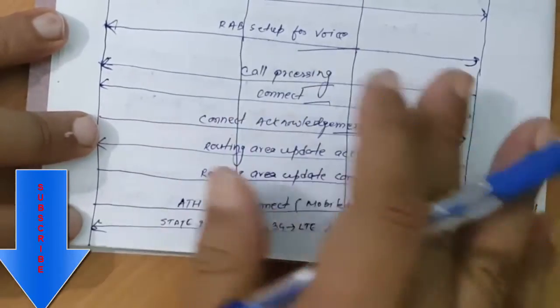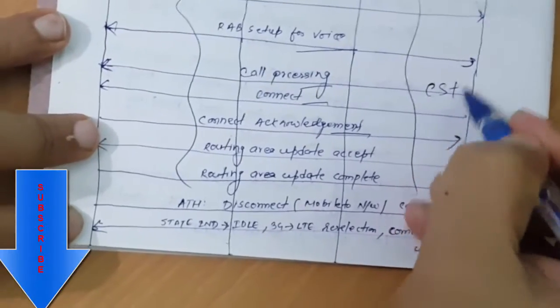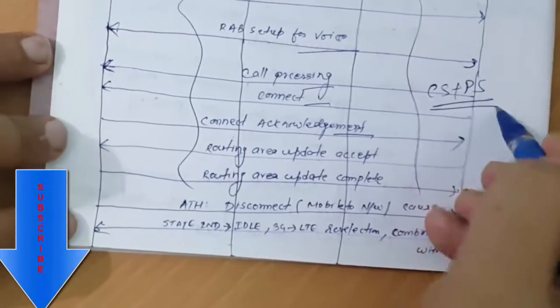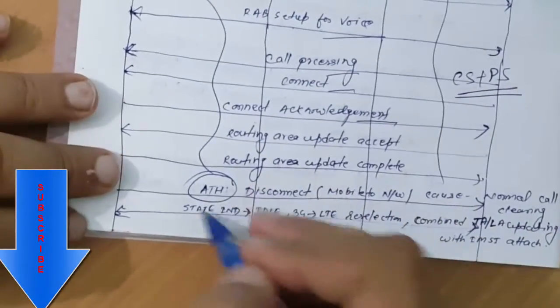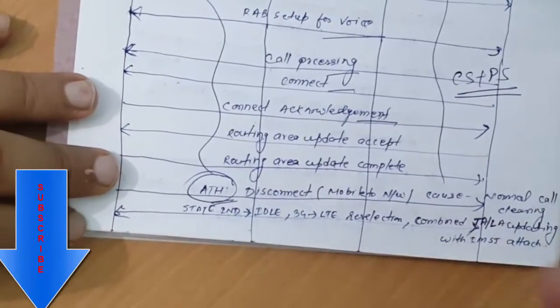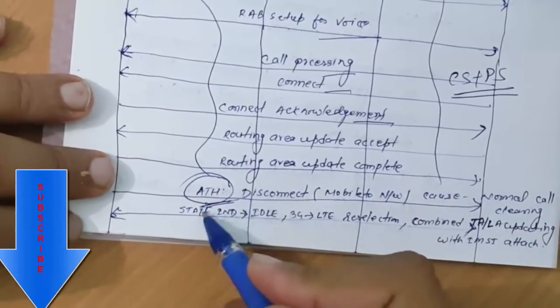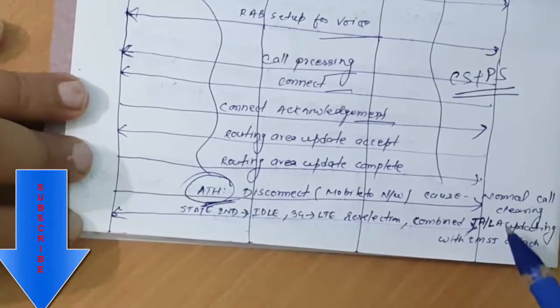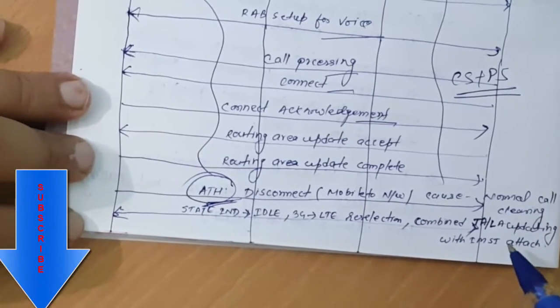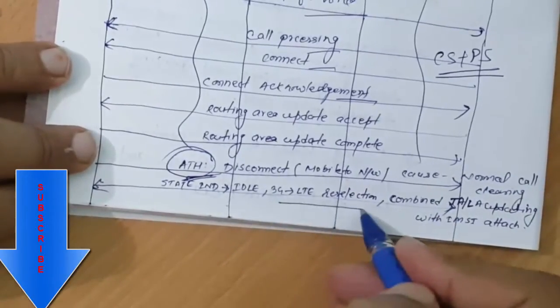After all these things, when the CS plus PS call is established in the 3G network, the ATH command is triggered. ATH is for disconnecting the originating voice call. When the ATH command is triggered, it disconnects the voice call and comes to idle mode for some time. It reads the SIB19 information, which contains the information about the LTE network, and after that it reselects to the LTE network.